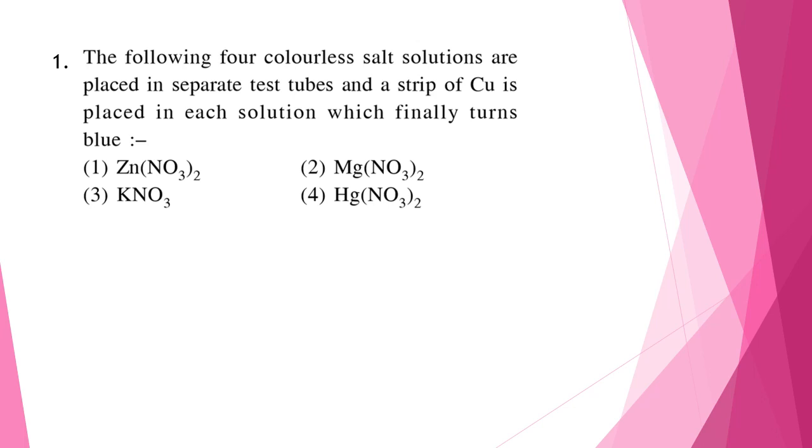Question 1. The following four colorless salt solutions are placed in separate test tubes and a strip of copper is placed in each solution, which finally turns blue. So there are four solutions and we have to tell which one will turn blue after the strip of copper is placed. That means that copper should be more reactive than the metal present in those solutions. So here copper will be more reactive than Hg. So the correct answer will be option 4.